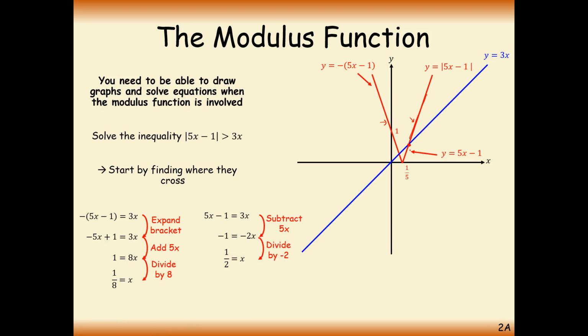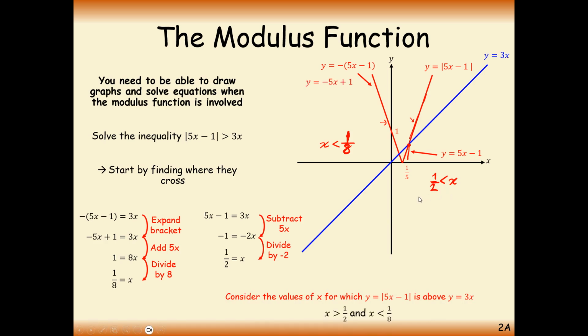We know that x equals a half is on the right and x equals 1/8 is on the left. So any x value that is less than 1/8 will satisfy our inequality because we are looking for a section of the graph where the red line is above the blue line. And we know that where x is bigger than a half will also satisfy our inequality. Okay, so let's look at the next example.